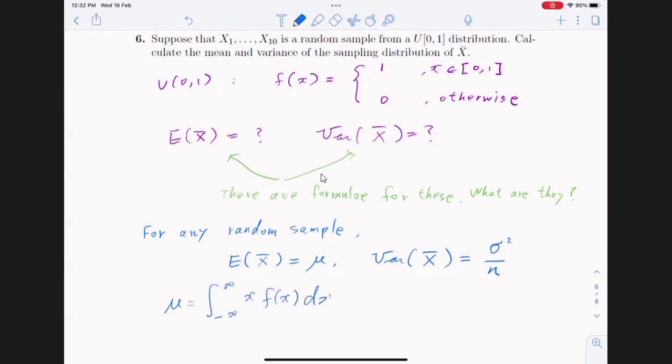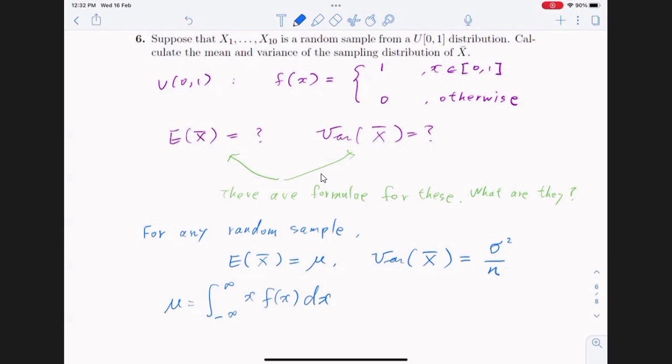So you remember this formula? This is how we find the expectation. The expectation of x is given by integrating x multiplied by the probability density function. And the integral is over the whole real line.